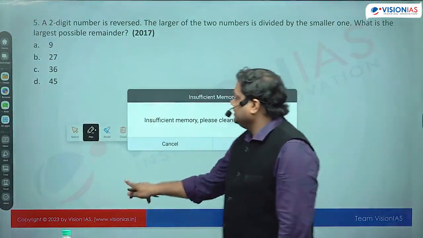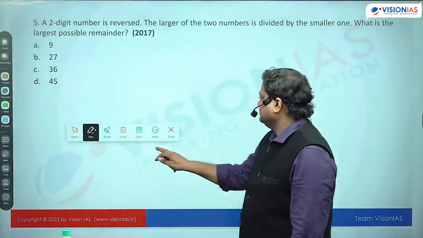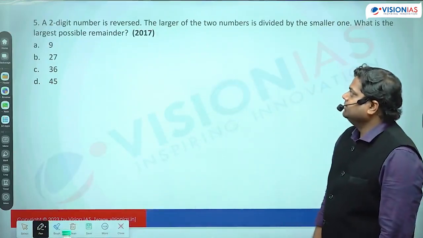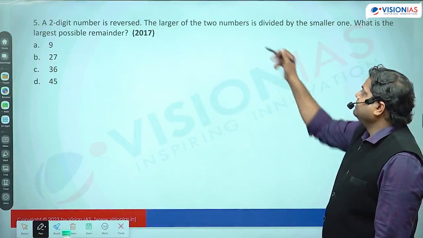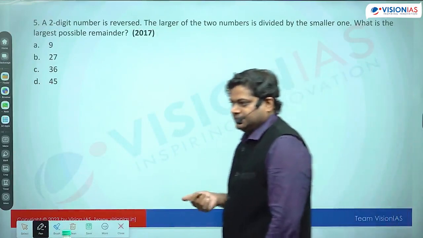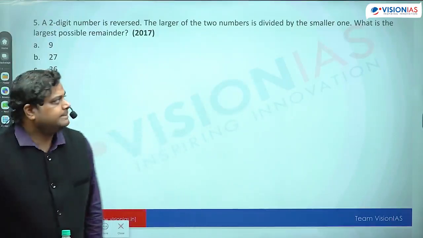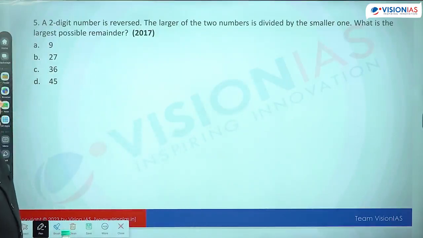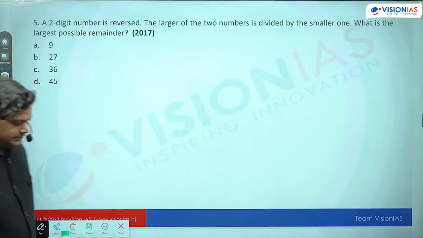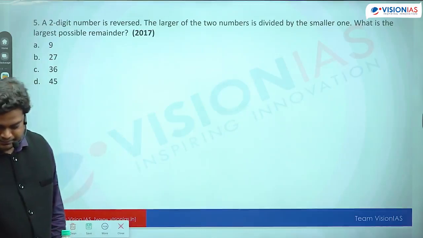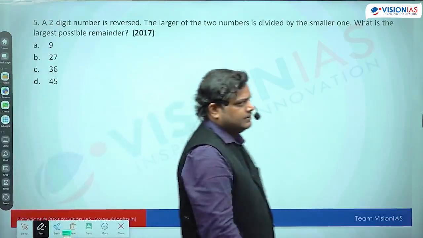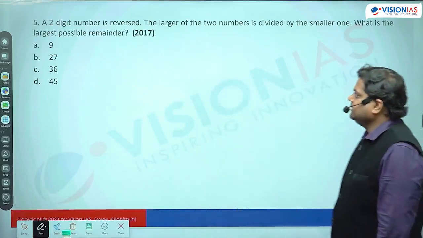A two-digit number is reversed. The larger of the two numbers is divided by the smaller one. What is the largest possible remainder? Try to attempt this question, see what answer we are getting.